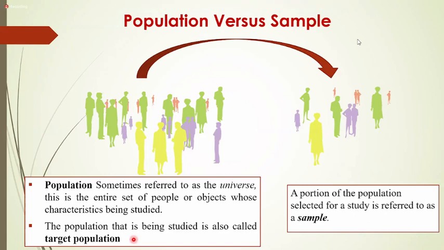Then sample: a portion of the population selected for a study is referred to as a sample. If we are picking a number of persons that is smaller than the whole set, then that is called a sample. So a sample is a portion, but the population is the entire set. These two terms are used to distinguish between the population and the sample.